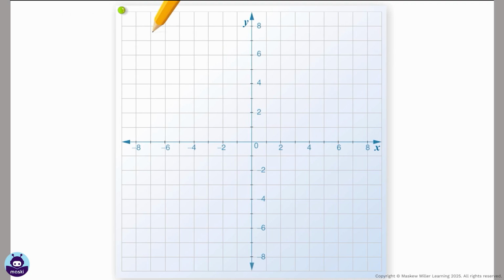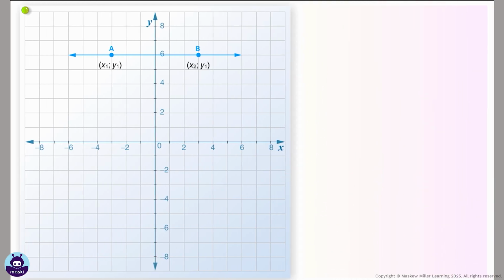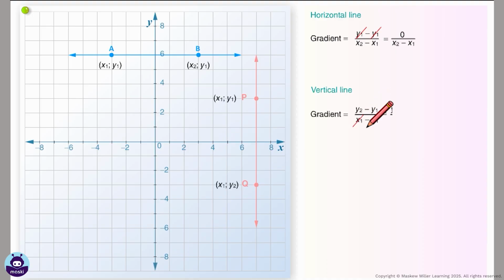Horizontal and vertical lines. We learned that the gradient of a horizontal line is 0 because the difference in y-coordinates is 0. On the other hand, the gradient of a vertical line is infinity because the difference in x-coordinates, which is the denominator, is 0.